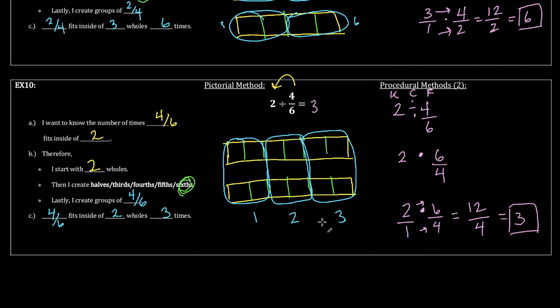Now let me explain again how we got this. So we had 2 wholes. 2 wholes would be 12 sixths, 1, 2, 3, 4, 5, 6, 7, 8, 9, 10, 11, 12. So 2 times 6. And then we wanted to divide them into groups of 4. So that would give us 12 sixths in groups of 4. 12 divided by 4 means that there are 3 groups.